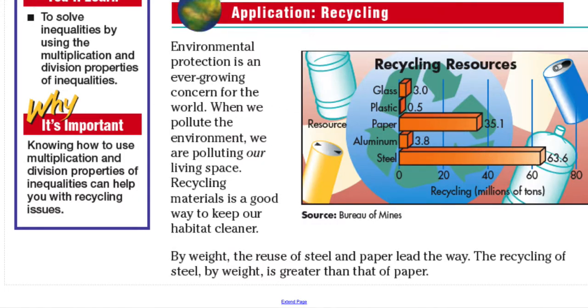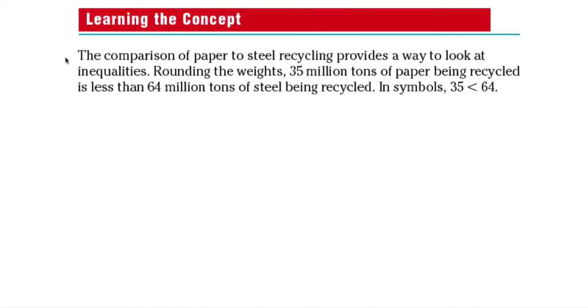So what does this have to do with what we need to learn? We can use those comparisons through what we call inequalities. The comparison of paper to steel recycling provides a way to look at inequalities. Rounding the weights, 35 million tons of paper being recycled is less than 64 million tons of steel being recycled. In symbols, it is 35 less than 64.